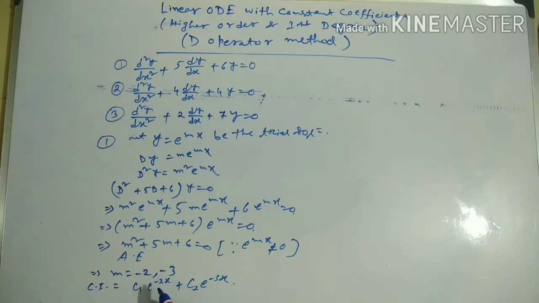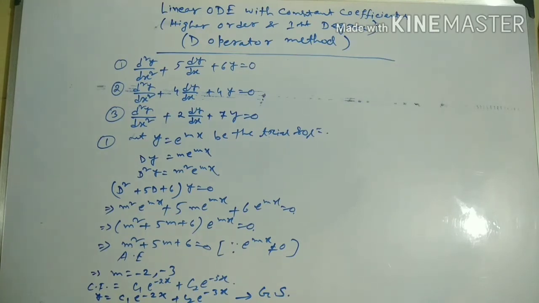In case 1, I said that if the roots are real and unequal, so in this case the roots are real and unequal, so this is the CF. And the general solution is also this, because there is no function on the right hand side, so there will be no particular integral. So y equal to C1 e to the power -2x plus C2 e to the power -3x. This is the general solution.